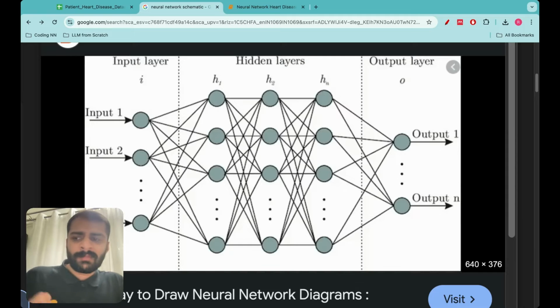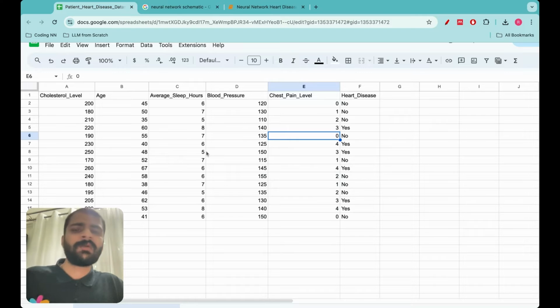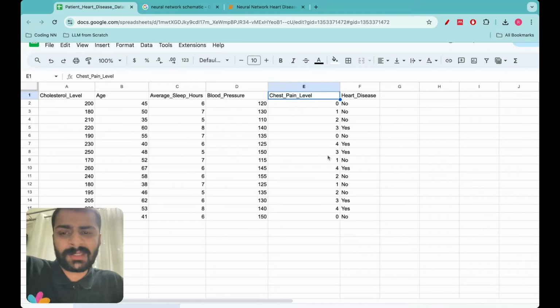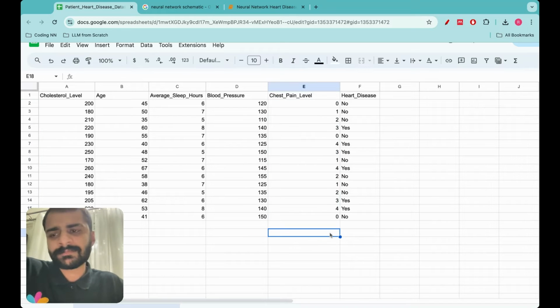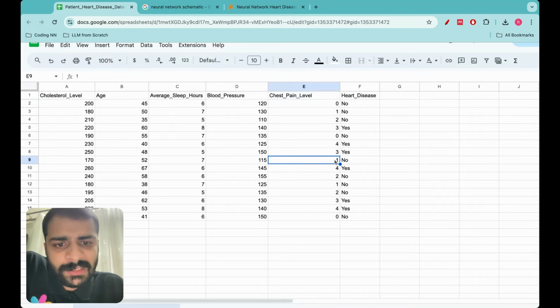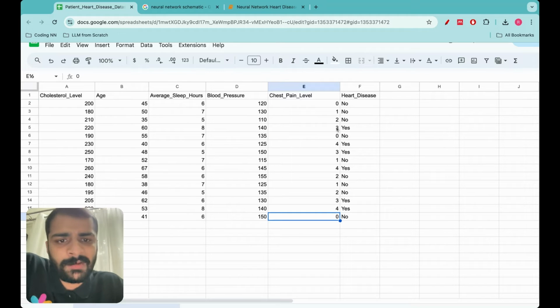So you have solved this problem in a very mathematical and technical sense, but now you can stop and think about it. Is there a better way to solve this problem which is more intuitive? So intuitively, you know that maybe chest pain level and blood pressure contribute the most, right? So let's look at this column again. Let's look at the chest pain level. What do you observe here? Well, what I do observe here is that when chest pain level is less than 3, heart disease always seems to be no. Whereas if the chest pain level is greater than or equal to 3, the heart disease is always predicted to be yes.